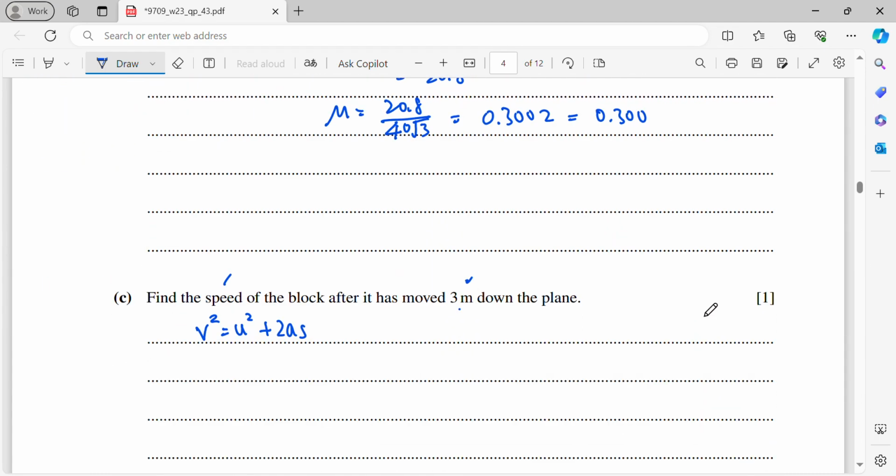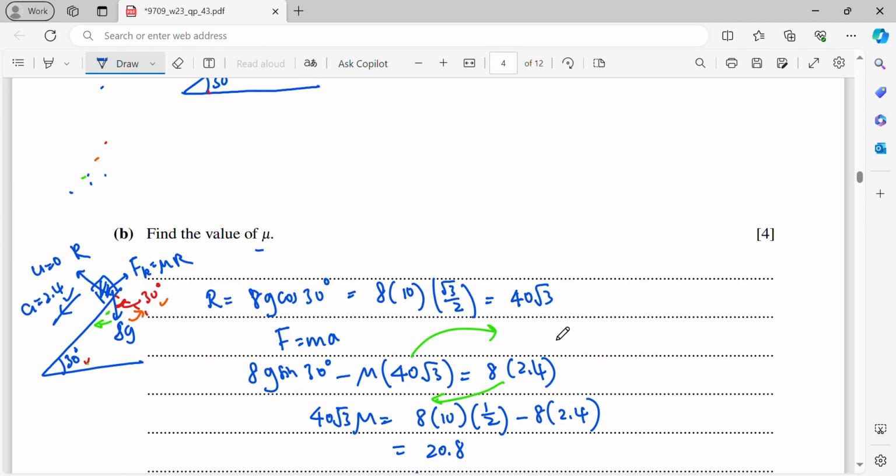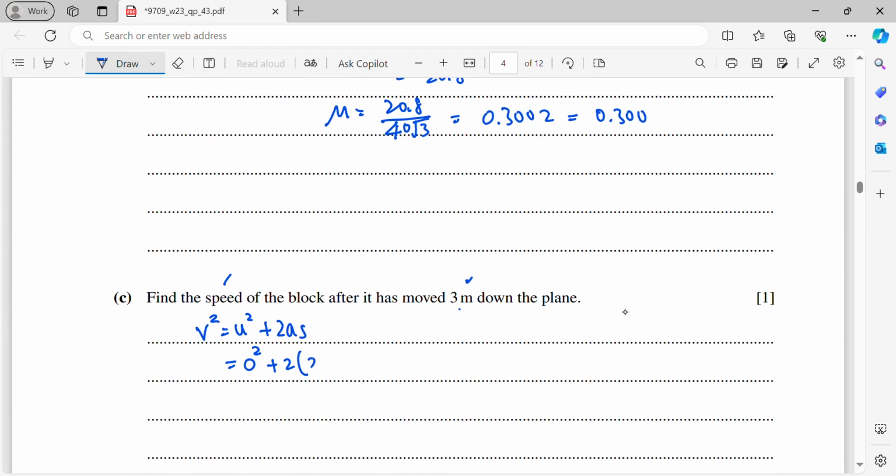Okay, so now I will just write this is 0 squared plus 2a. My a is 2.4, given in the question. So 2.4 and then the s is 3. Then from here you will be getting 14.4, but this is for v squared. So our v is square root of 14.4 and you will be getting 3.79 meters per second. So that's the solution for part C.